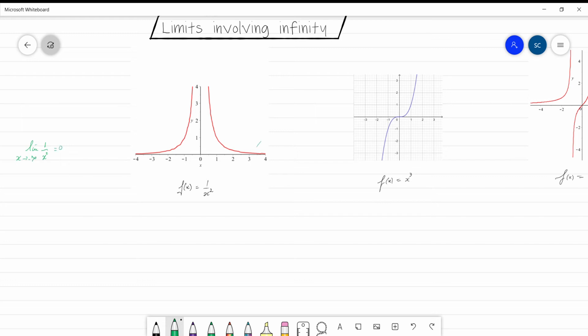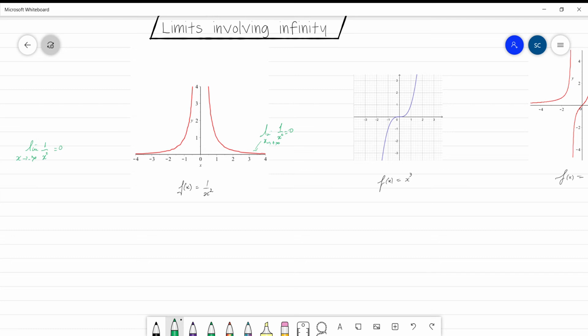Here also, the limit of f(x), of 1 over x², is also 0 as x approaches plus infinity. Intuitively, we are seeing that as x takes large values, when you divide 1 over a large number, we are expecting a number that is very small, that is approaching 0. So we describe this behavior like that.